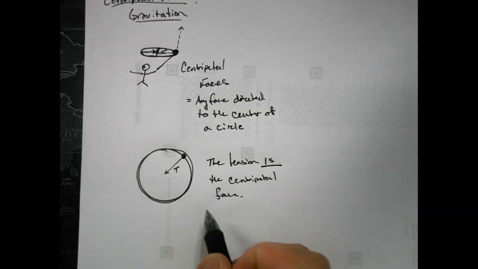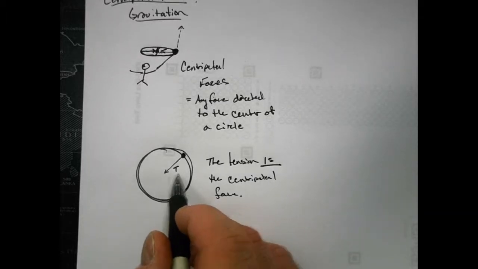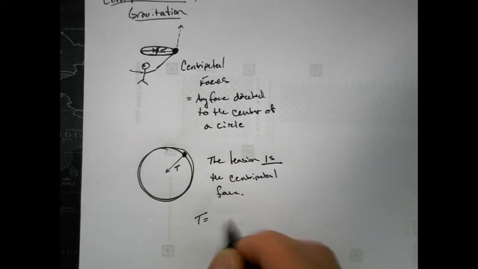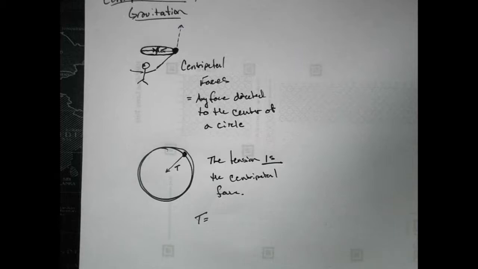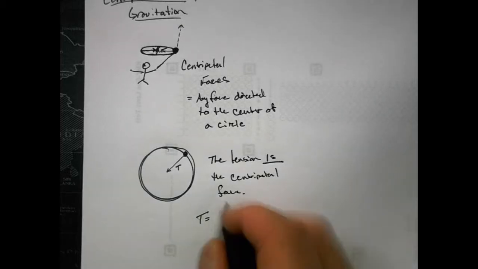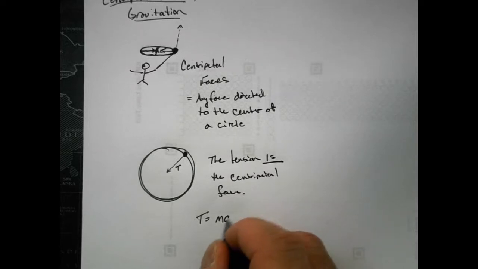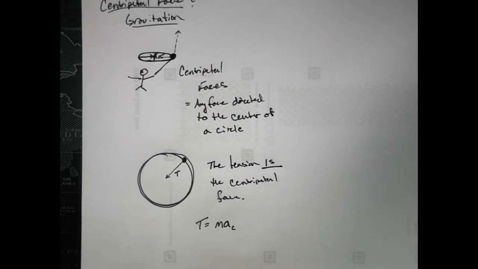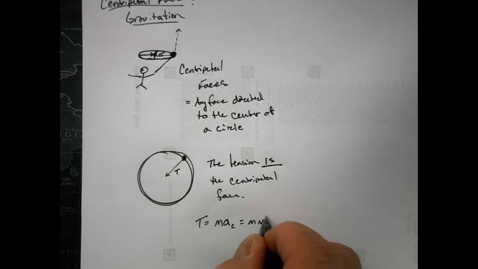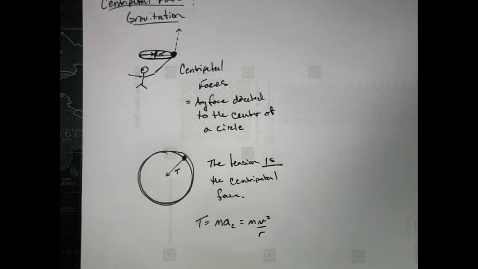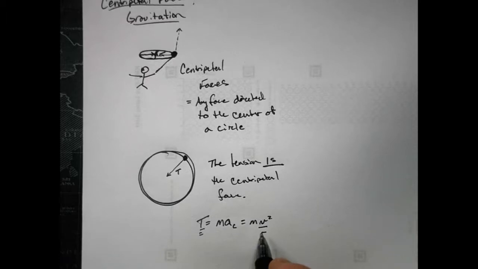So this tension then, whatever's keeping it in the circle, if this is the only force acting on it, is going to equal our mass times our acceleration, which is our centripetal force, which is mv squared over r. Tension doesn't always equal mv squared over r, but because it is the centripetal force, it equals mv squared over r. In this case, do we understand that distinction?